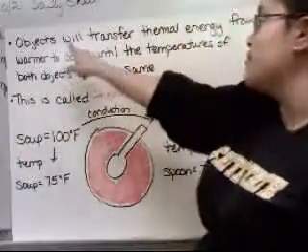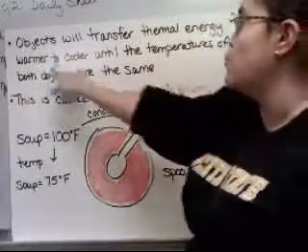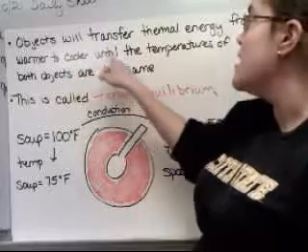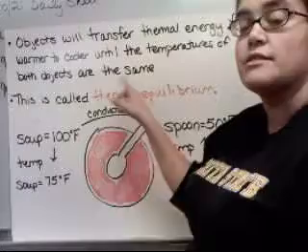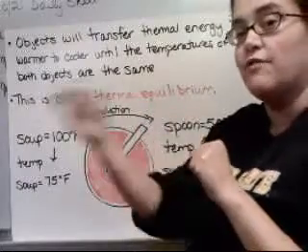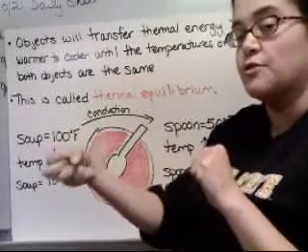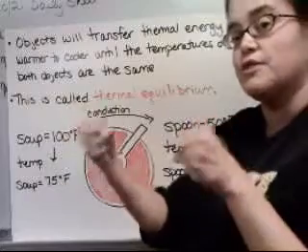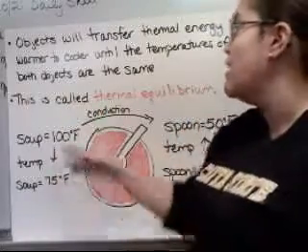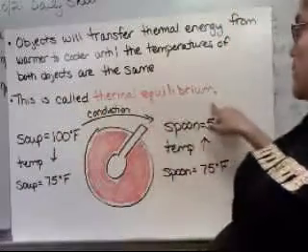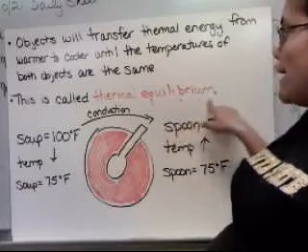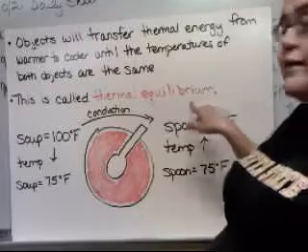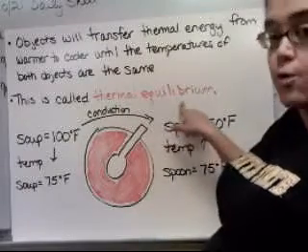So objects will transfer thermal energy from warmer to cooler, like we said, until the temperatures of both objects are the same. The hotter object will give off its thermal energy to the cooler object until both temperatures of both objects are the same. And this is called thermal equilibrium. E-Q-U-I-L-I-B-R-I-U-M. Equilibrium.